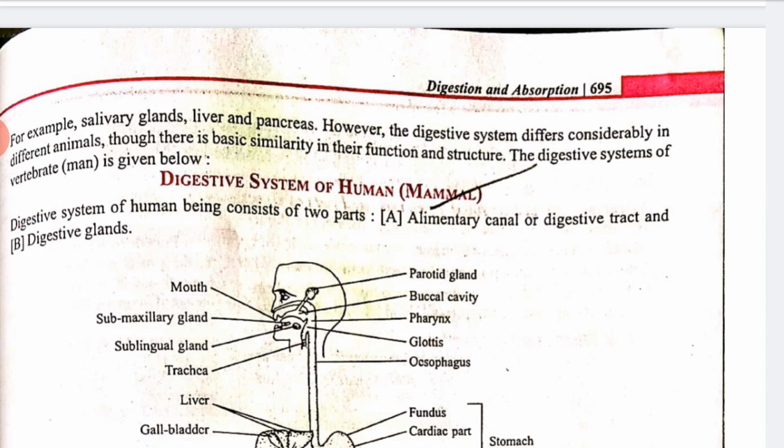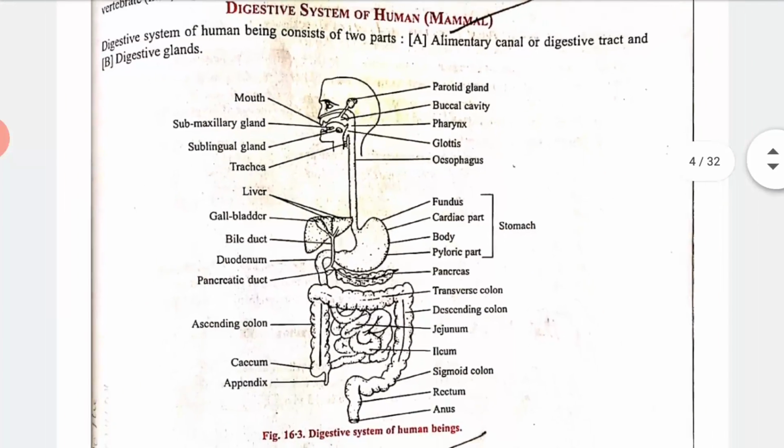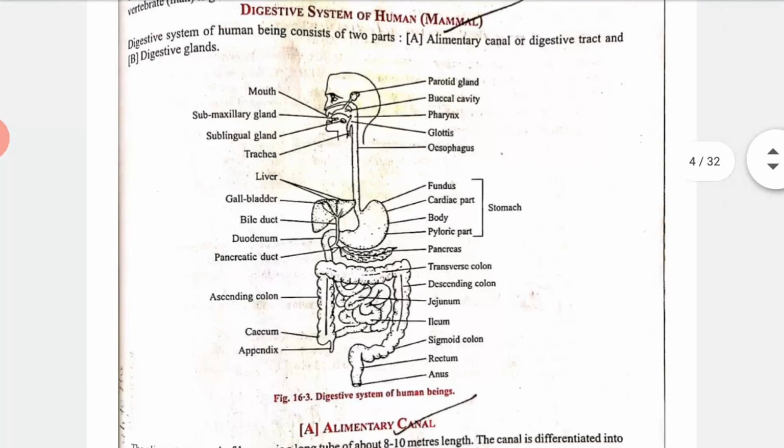So the digestive system of a vertebrate, that is man, is given below. This is the digestive system of a human mammal. See this? Yes, this is figure 16.3, the digestive system of a human being. Okay, so let us talk about the first part, that is the alimentary canal.